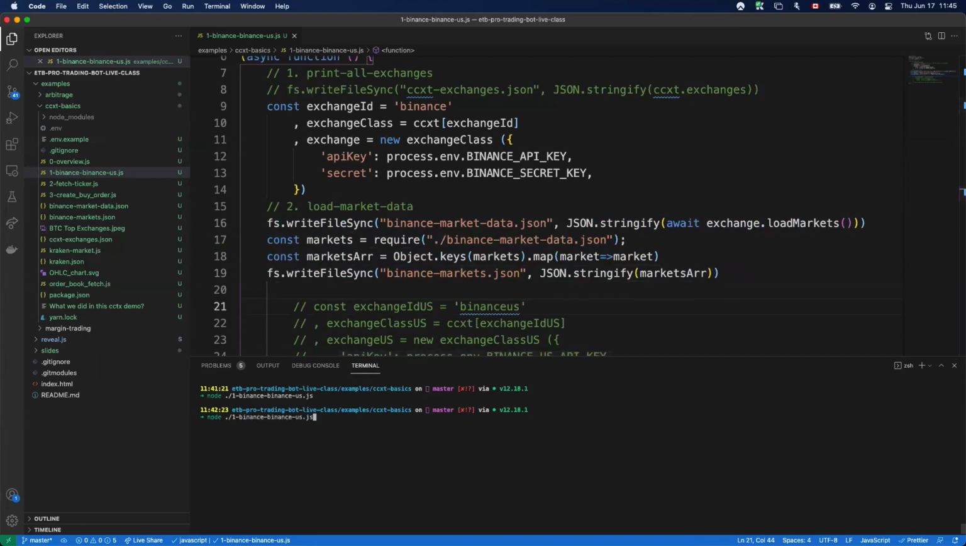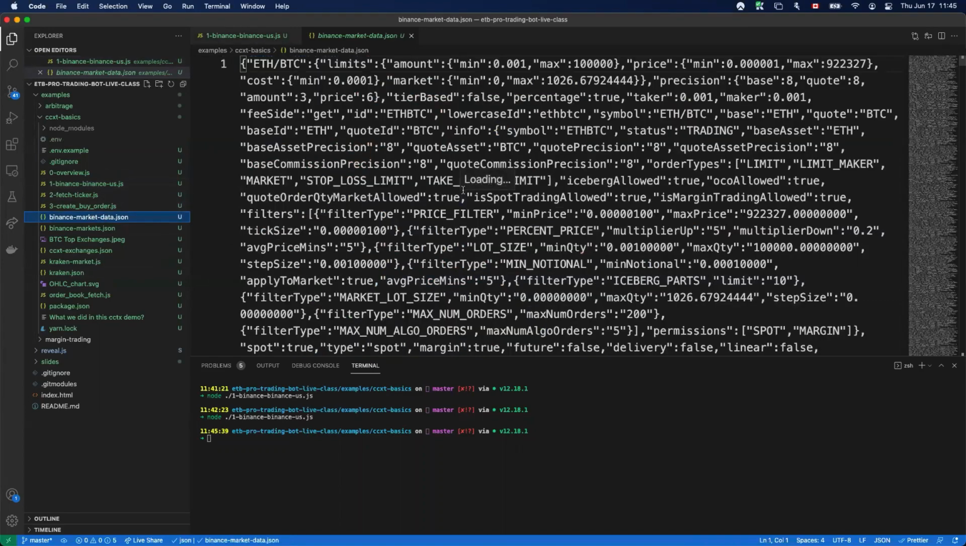So if I simply run this script again and wait for it to get done. Now the script is done executing, so we should be looking for Binance market data.json. It's going to be a very big file, so I'm not going to format it, otherwise it's going to take up a lot of time. If you take a look here, the very first market that we got is ETH BTC, right? So there is a market where you can trade ETH against BTC on Binance, and there are several other markets as well, which I'll be showing you in a bit.